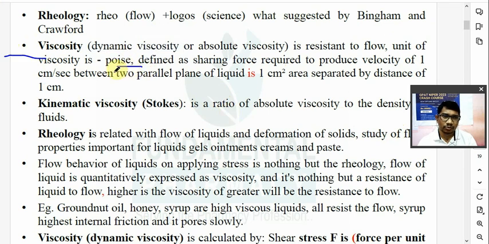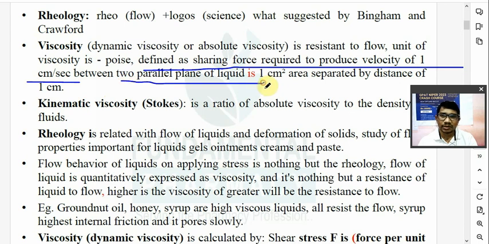It is named after Poiseuille's equation. It was given by Poiseuille. So viscosity is nothing but the resistance to the flow of fluid or liquid. Now it is defined as the shearing force required to produce a velocity, or to produce a flow. Force required to produce a velocity of 1 centimeter per second between two parallel planes of liquid of 1 centimeter square area, separated by a distance of 1 centimeter.